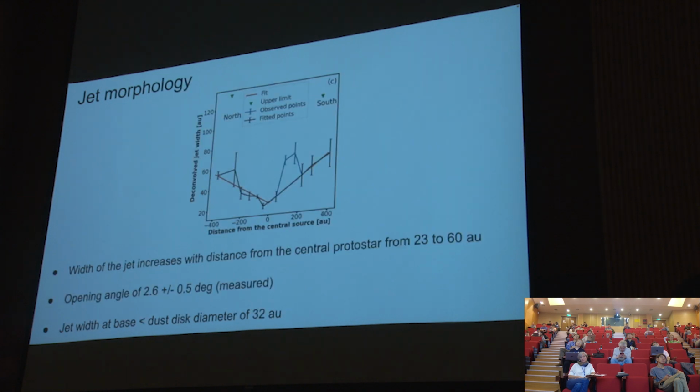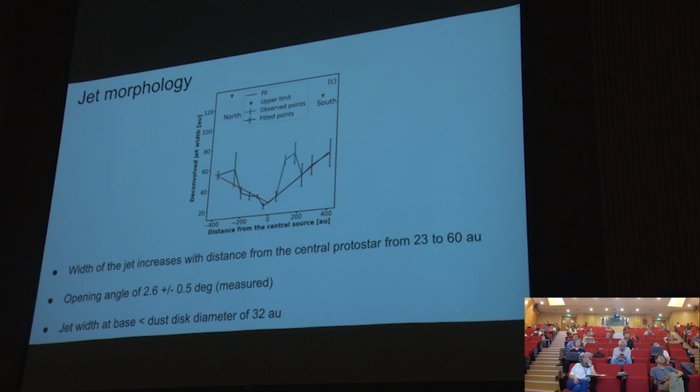In the next slide, I'll show you the deconvolved jet width as a function of distance from the central protostar. We see that as we move away from the central protostar, the jet expands with the width increasing from 23 AU to 60 AU. And the opening angle is about 2.6 degrees, so it's a very highly collimated jet. We find that the jet width at the base is, thankfully, smaller than the diameter of the disk, which is about 32 AU. So it's been launched away from the disk. That made us very happy.